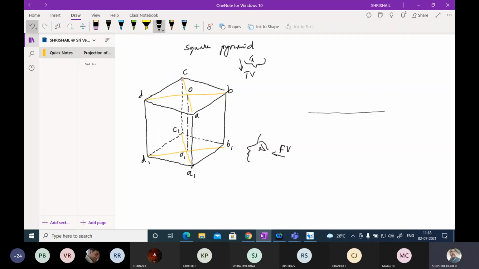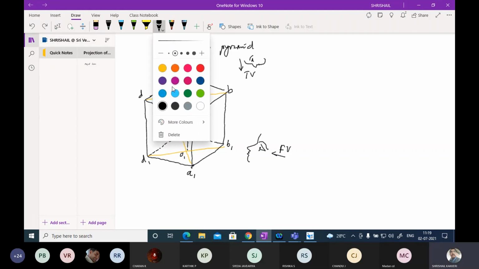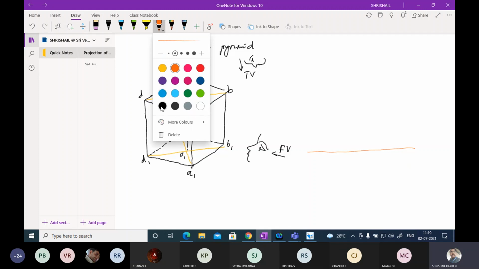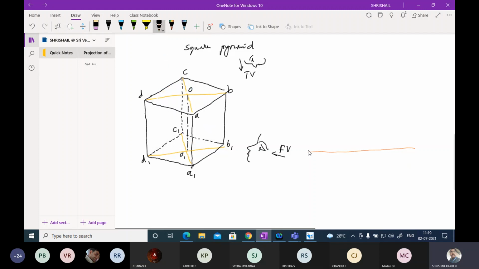Or let me take somewhere here. But the indication which I am going to use, different color, it will be thin line. Okay, so now let me take a line. XY line I have taken. Okay, or if you cannot visualize, I'll use the dark line only.